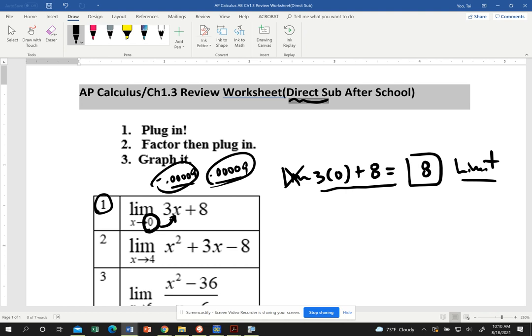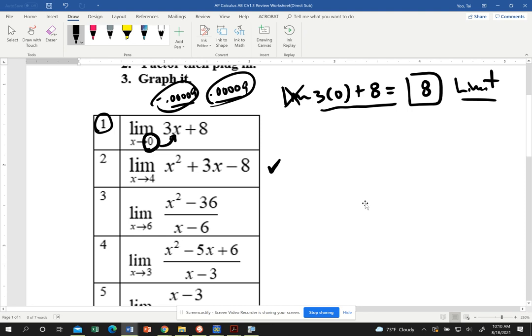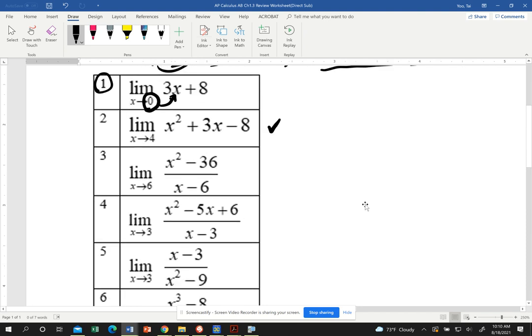You don't have to graph them anymore. You see it? So those answers come out really quickly. Now, you can do number 2 later on. However, sometimes direct substitution doesn't always work out. That's why during the summertime, we learn how to factor. You need to learn how to simplify.